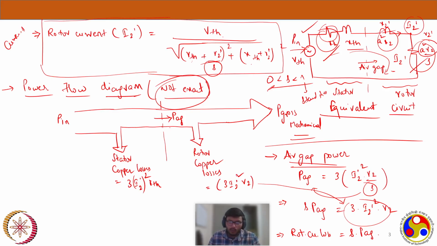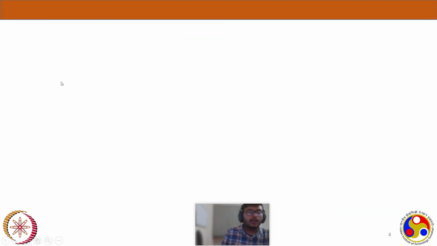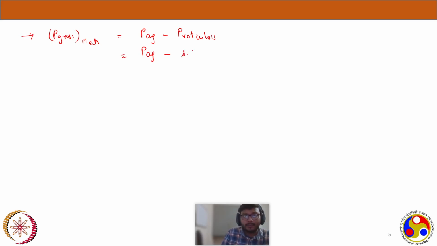Okay, now you know what is air gap power and how much is rotor copper losses. And to calculate the gross mechanical power, you have to subtract the rotor copper losses from whatever is available in the air gap power. So I will write that expression here. P gross mechanical is equal to air gap power minus rotor copper losses. Now you know PAG. Just now we derived rotor copper losses as slip times air gap power. Now if you take air gap power common, you are left with this expression, which is the gross mechanical power.